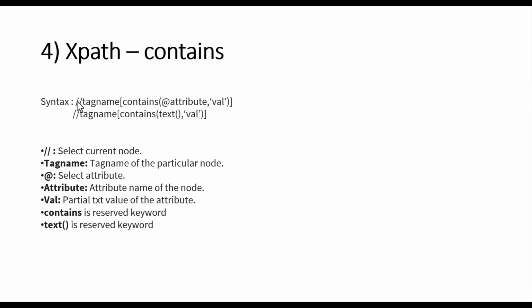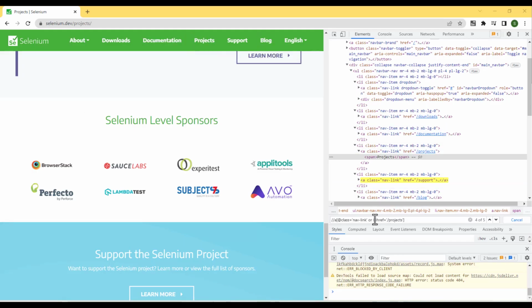In case you want to give a partial value, let's say in this same example, I want to find a project, but I don't want to pass the word project completely here. So I can write contains here, replacing this equal to with a comma.